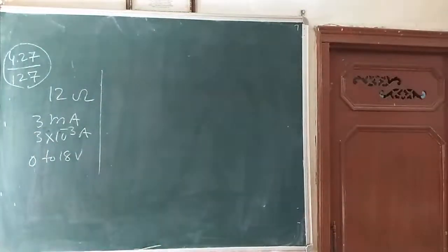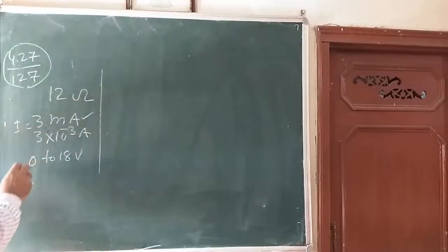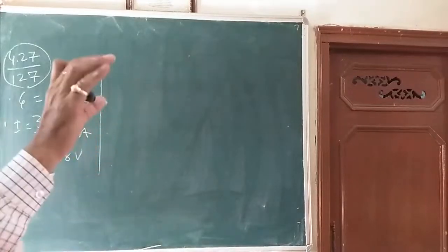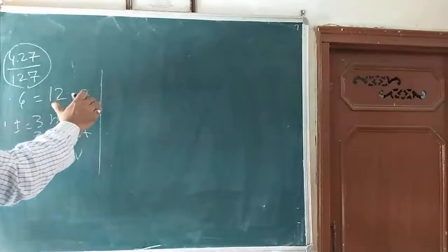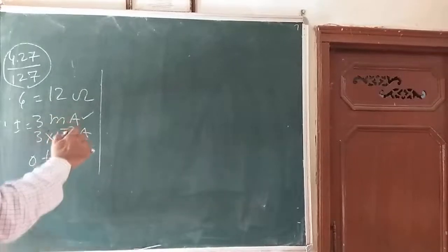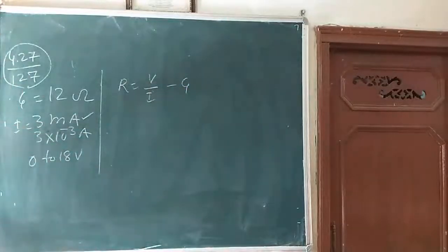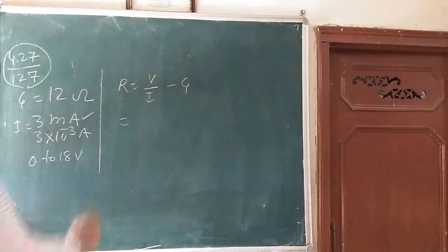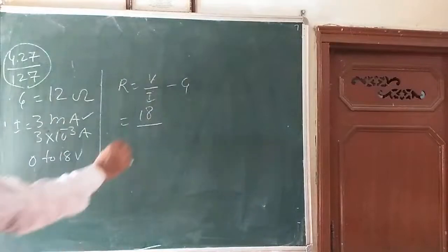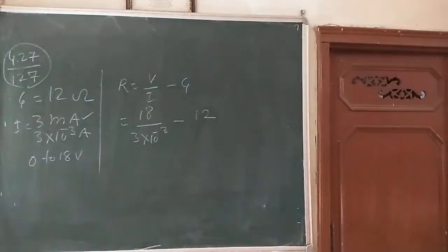Now, so dear children, current I is given, galvanometer resistance is given as 12 ohm. The galvanometer can be converted into the voltmeter of range 0 to 18 volt by connecting a high series resistance, that is the formula is R equal to V by I minus G. Here the range is given as 18 volt divided by current 3 into 10⁻³ and galvanometer resistance 12. Solve it.